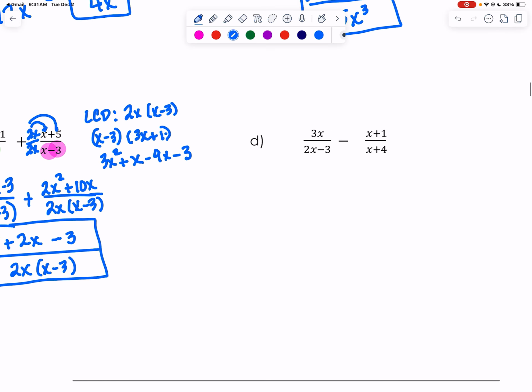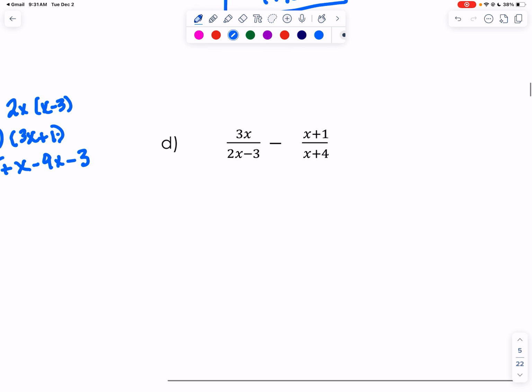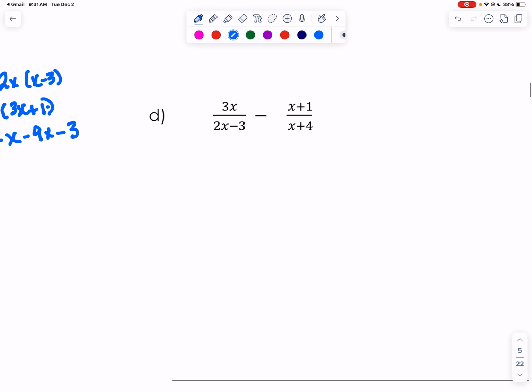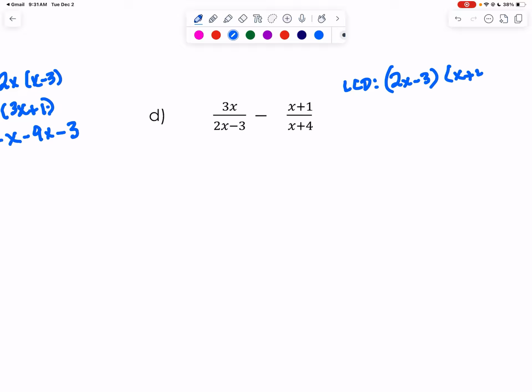All right. Pause the video and try problem D on your own. All right, welcome back. Let's see how you did. For the LCD, I used 2x minus 3 times x plus 4. So when I looked at my first denominator, 2x minus 3, I realized I was going to have to multiply by x plus 4 over x plus 4 on this side. And on this side, I was going to have to multiply by 2x minus 3 over 2x minus 3.